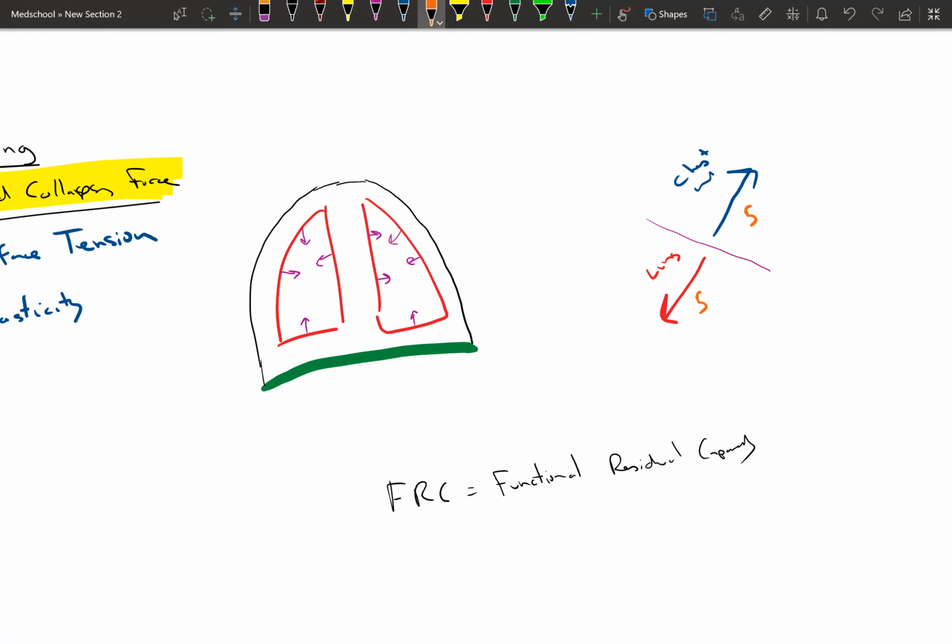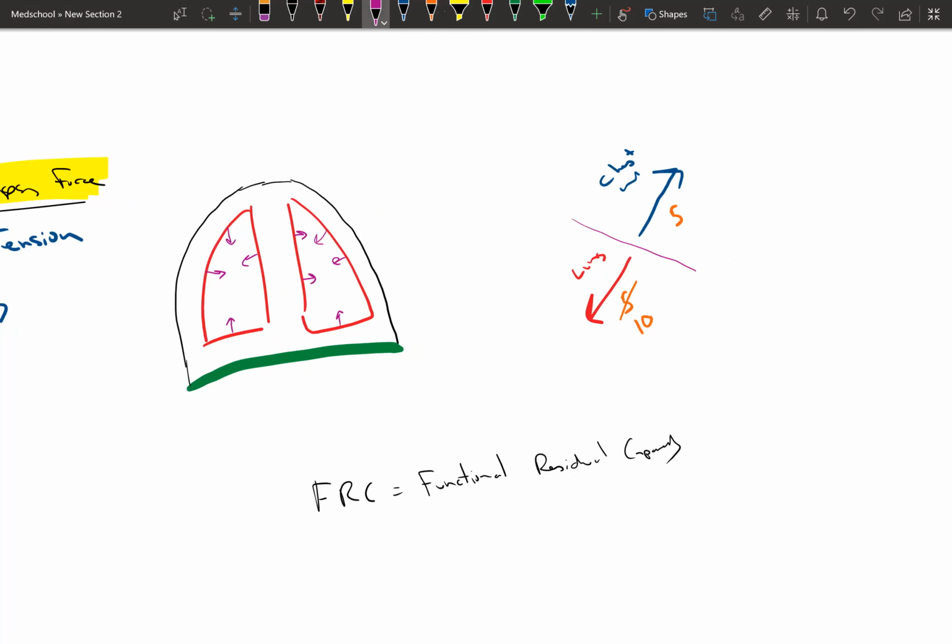Now, what if I increase the recoil of the lung? No longer is it 5, but let's say 10. What'll happen? Well, then this purple line right here, which is the balancing point, which is FRC, will move that way. So maybe the new balancing point is right here. And you say, well, what determines the new balancing point?